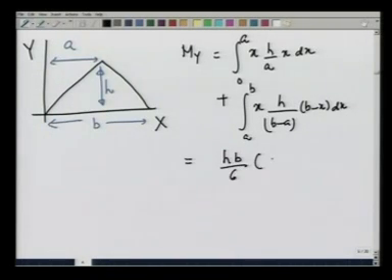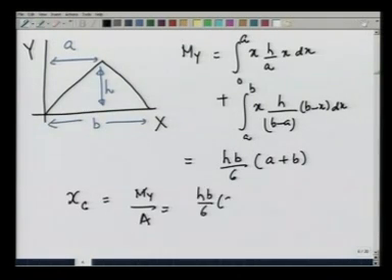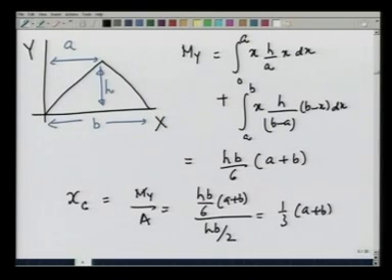6 times a plus b, and therefore, x centroid is equal to m y divided by the area, which is h b over 6 times a plus b, divided by h b divided by 2, and this comes out to be 1/3 of a plus b. That is the x coordinate of the centroid of the triangle. Let us now calculate the y coordinate.